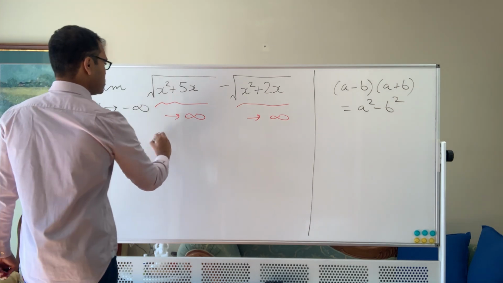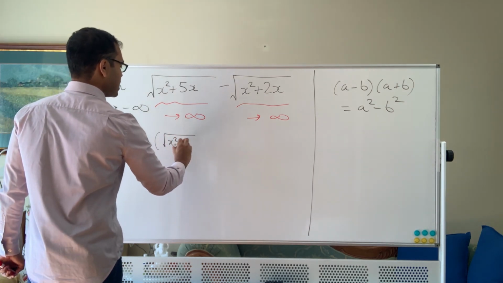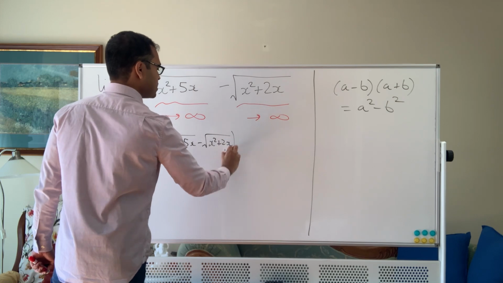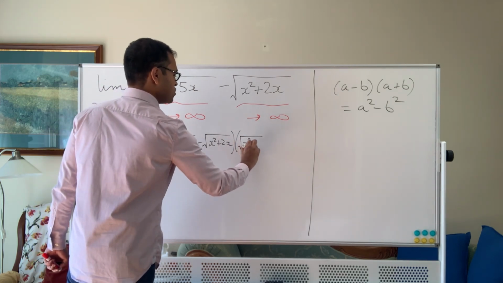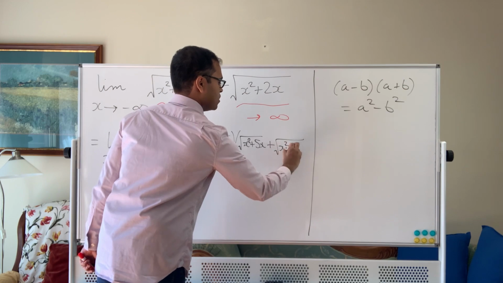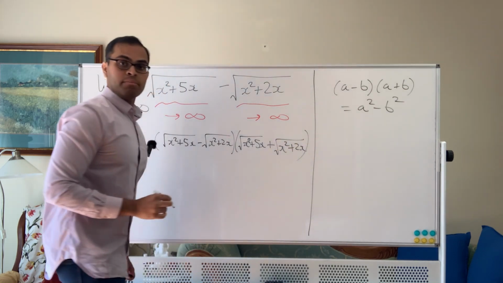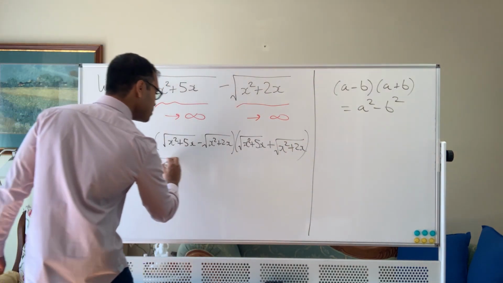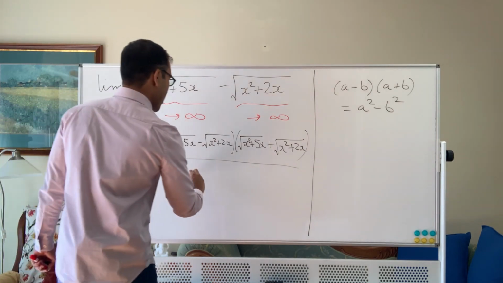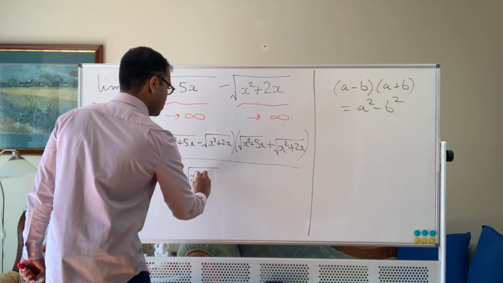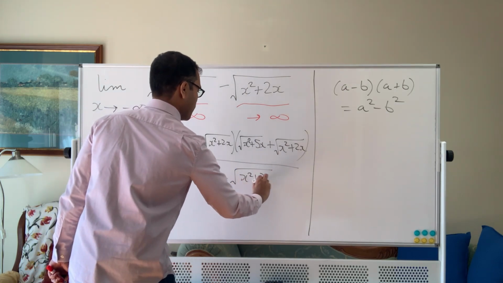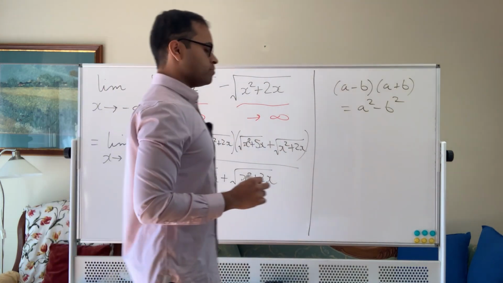So here we're going to just do that. I'm going to do that in two steps. x squared plus 5x minus square root of x squared plus 2x, times square root of x squared plus 5x plus square root of x squared plus 2x. Okay, so I've just changed the minus sign to a plus sign and multiplied the bottom also with that. So we need to divide by what we multiplied by. So now we're going to get x squared plus 5x plus square root of x squared plus 2x. Okay, so that's step one.